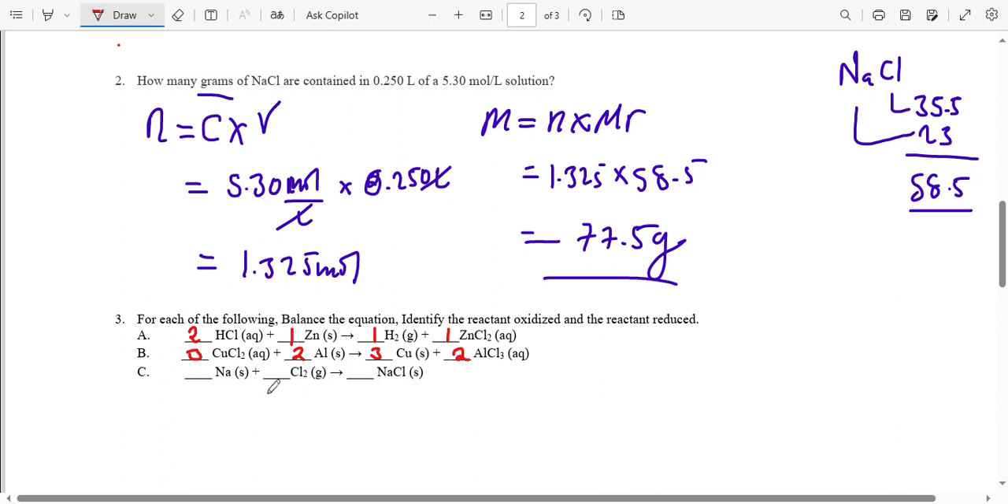And then sodium reacts with chlorine to produce sodium chloride. How about this one? Okay, so first thing first, we look at the chlorine. We have got 2, there is 1, so put a 2 here. That makes the sodium chloride 2, so the sodium is also 2, and then we put a 2 there.